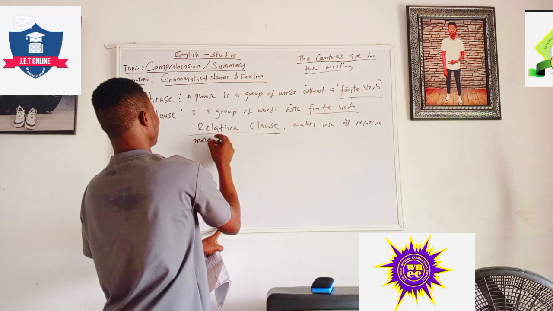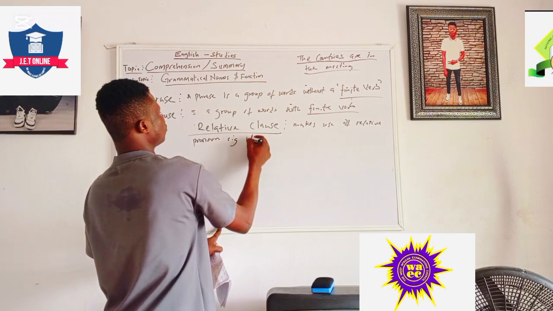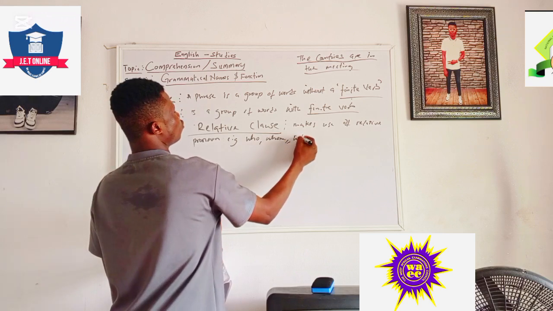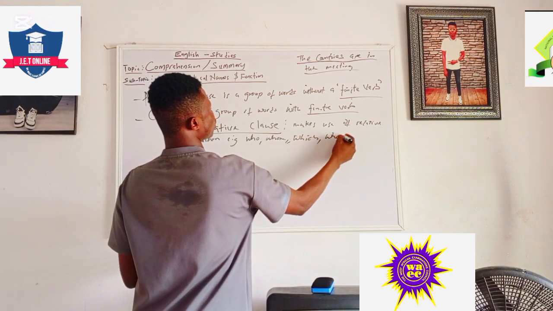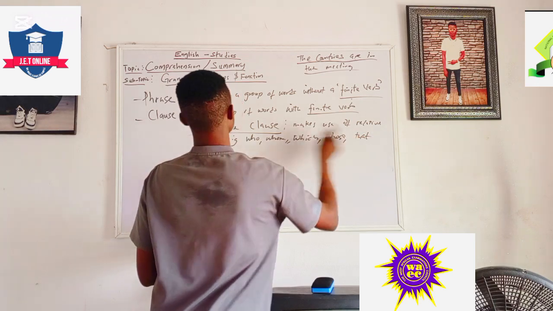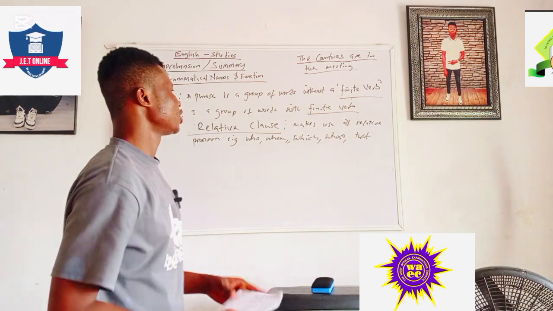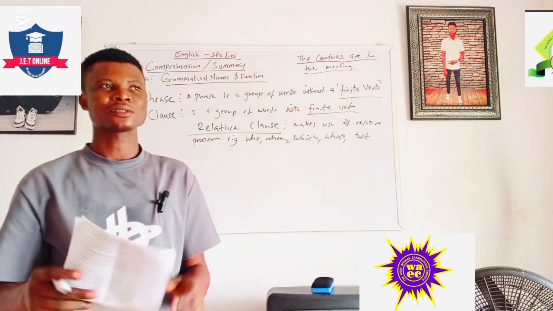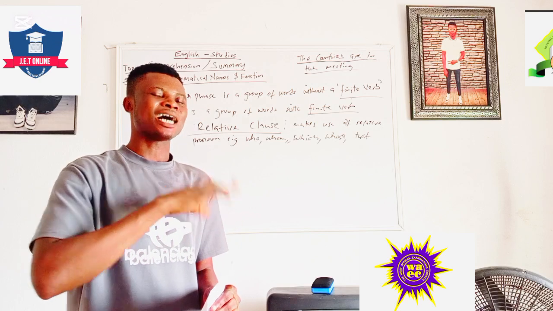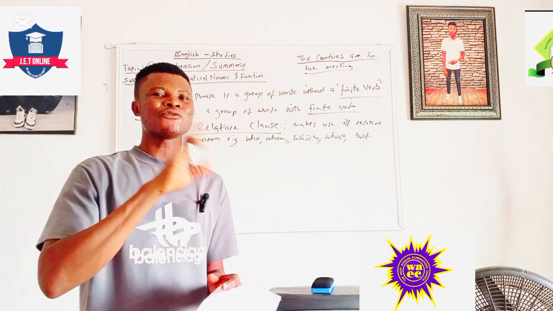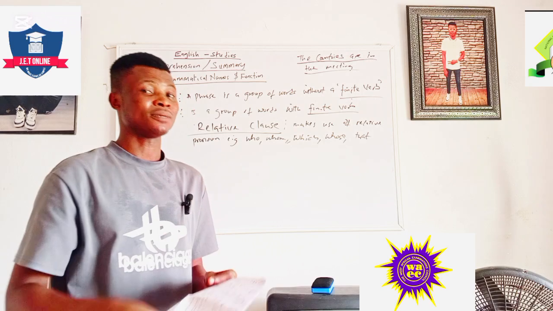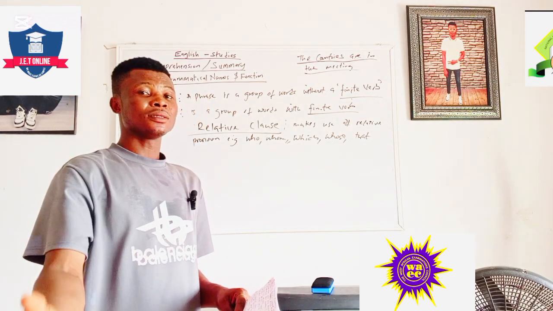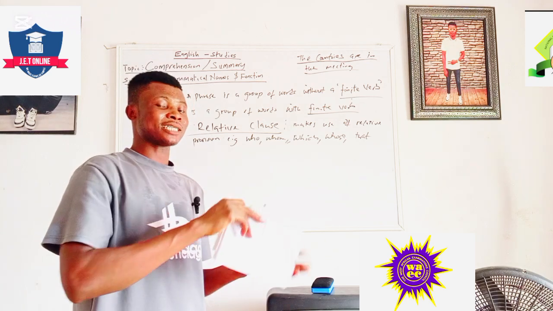And what are the relative pronouns we are talking about? E.g., who, whom, which, whose, and that. These are examples of relative pronouns. Who, whom, which, whose, and that. And if you look at them, for us to discover that they are relative pronouns, they normally qualify nouns. That is, they will give you more information about the noun that precedes them, that comes before them. They give you the quality of the noun that comes before them.